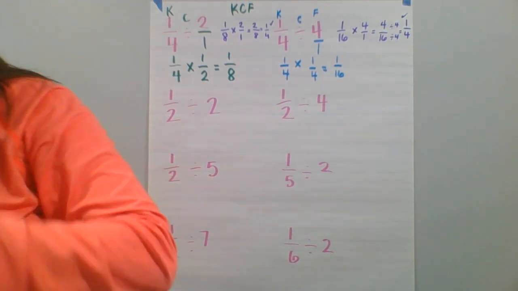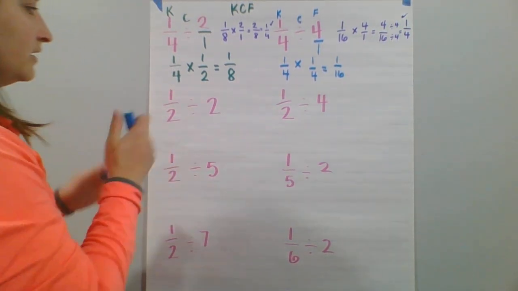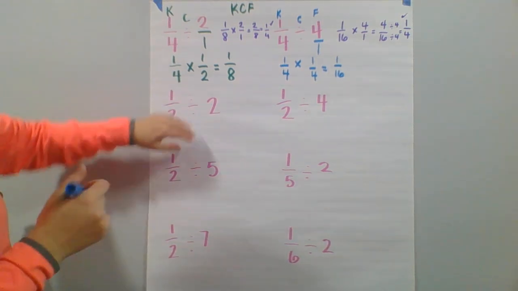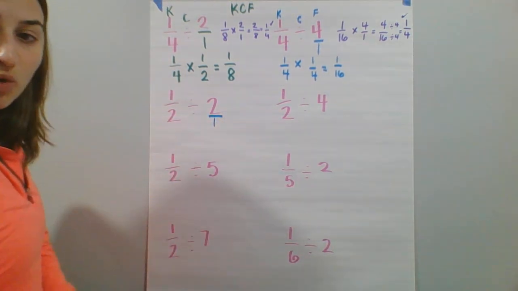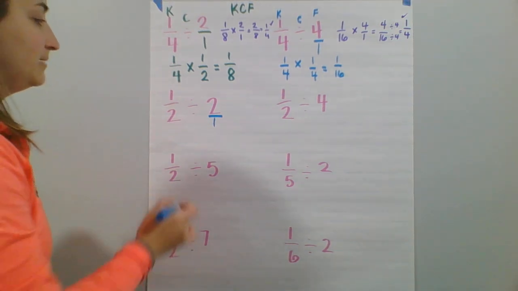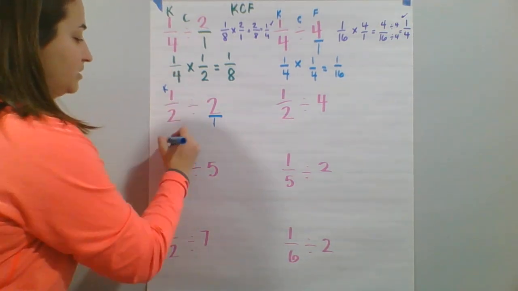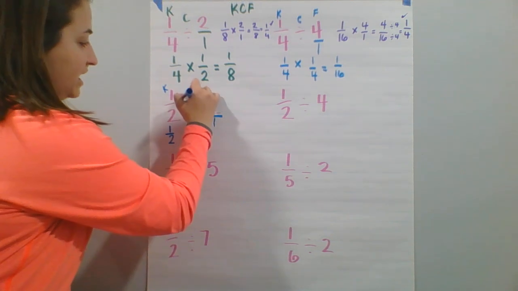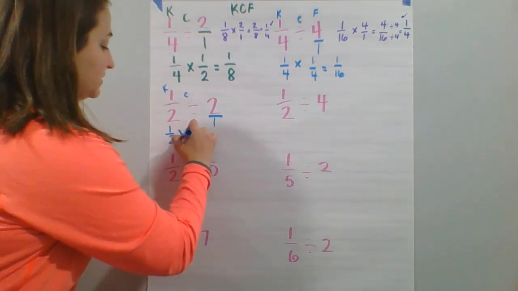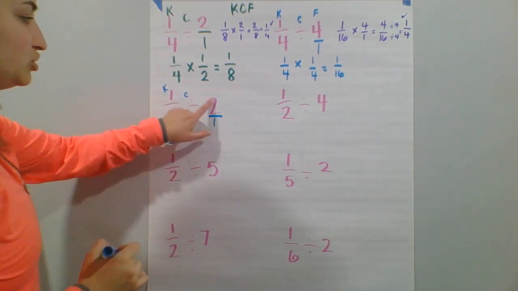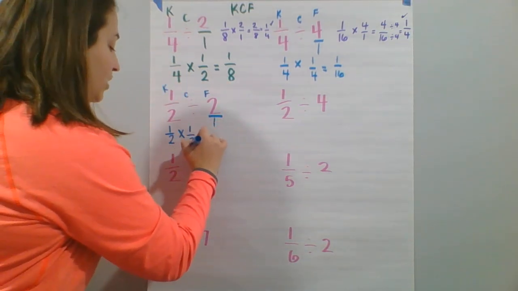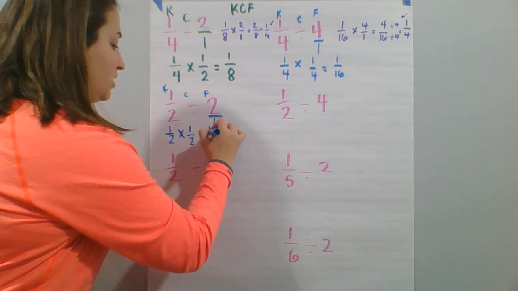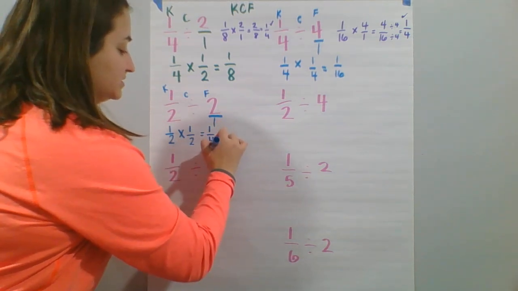All right, going down to the next one, I have 1/2 divided by 2. 2 becomes 2/1, and then I use my keep, change, flip strategy. So we keep 1/2, I change division to become multiplication, and then 2/1 flips to become 1/2. 1 times 1 is 1. 2 times 2 is 4.